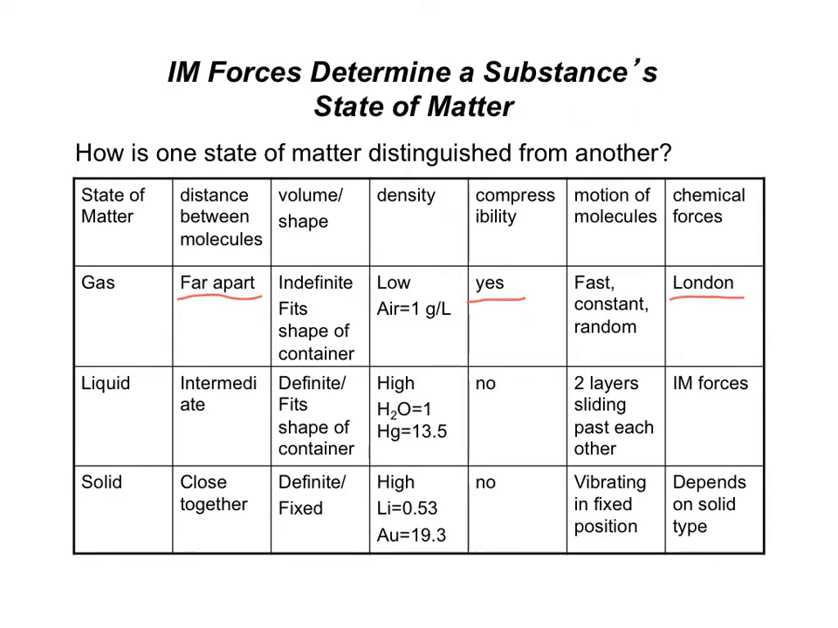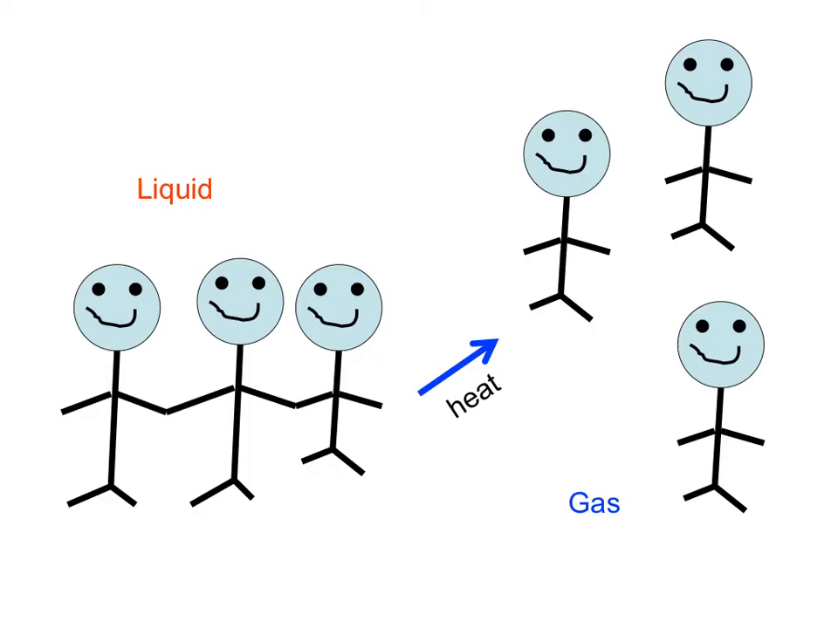As molecules move closer, the chemical forces get stronger, which is what we see in a liquid. Molecules are really close together in a solid. A liquid is held together by intermolecular forces. When the liquid is heated, those intermolecular forces break and the molecules move apart.